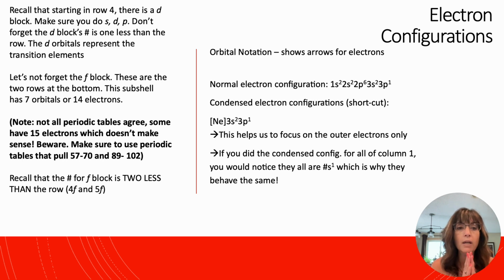I do want you to recall that starting in row 4, you have a d block, and that d block is 1 less than the row. So if you're in row 4, it's actually 3d, 1 less. If you think about it, you have to have a C to get a degree in college. D is 1 off from getting that C. And then the f block is also weird. Remember, those 2 rows at the bottom of the periodic table actually belong in rows 6 and 7. Well, if you have to get a C to pass and you get an F, you are 2 below that C. So in the 6th row, we have the 4f, and in the 7th row, we have the 5f. So don't forget that when you're doing your electron configurations.